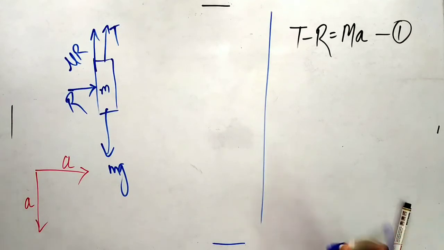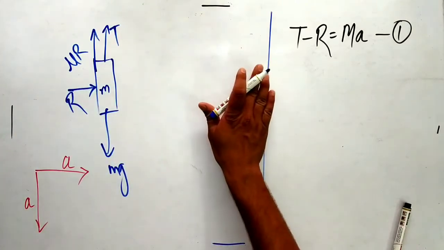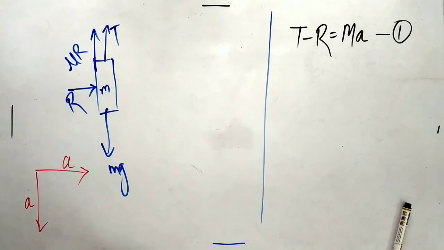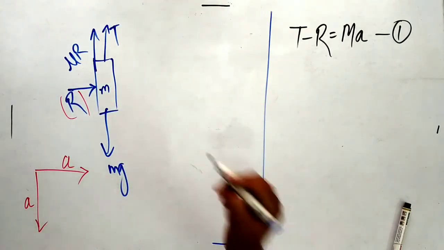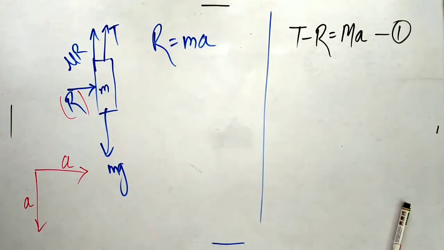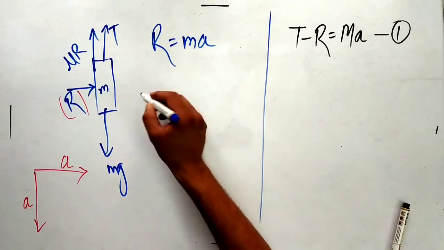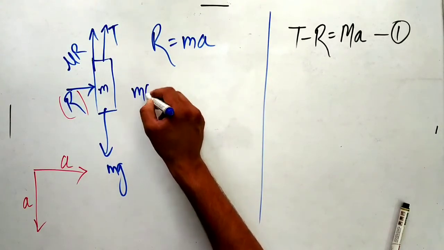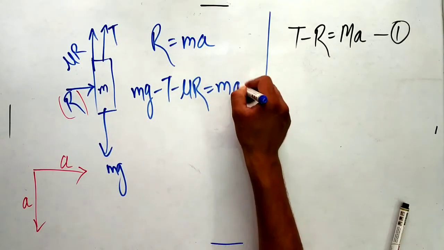We will write equations separately for both of them. How are they going to look like? Talking about the acceleration this way, the only force responsible for the acceleration in this direction is the reaction R. So we have R is equal to ma. Also, if we talk about the acceleration downwards, the equation is going to look like mg minus T minus mu R equals ma.